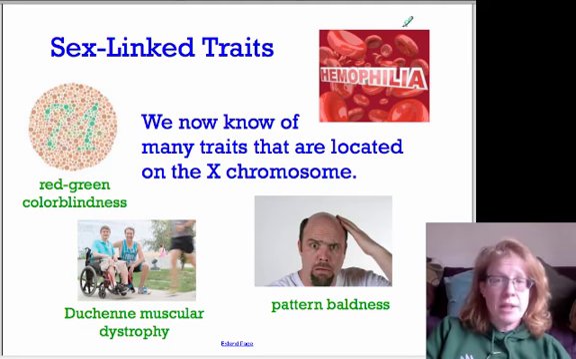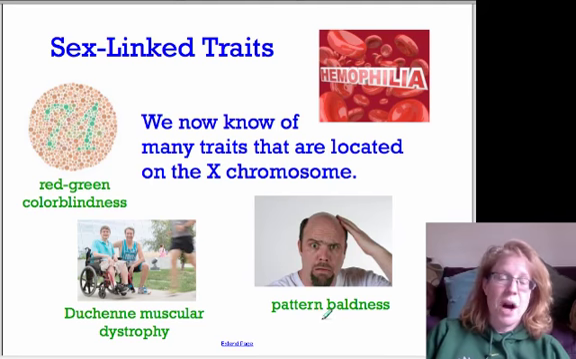Hemophilia, which is a blood clotting disorder. Hemophiliacs can get a relatively minor cut, and it will bleed and bleed and bleed. Or if they get a bruise, it's huge on those guys. They simply can't stop bleeding. Duchenne muscular dystrophy, like the muscular dystrophy telethons, is also carried on the X chromosome. Now, this guy looks like a friend of mine. Male pattern baldness is also carried on the X chromosome. So with all of these, men are hemizygous.